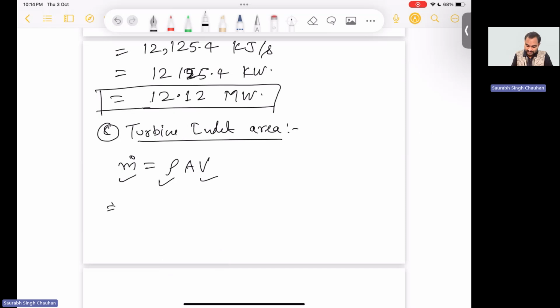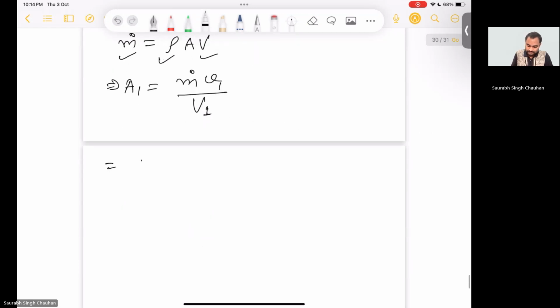Okay, so a, that is area at inlet, will be m dot times v1 divided by V1. Small v is basically specific volume at inlet, and capital V1 is the velocity. So m dot is given, this is 12 kilogram per second.